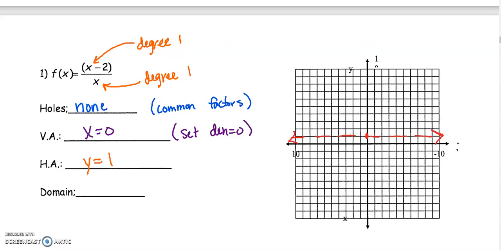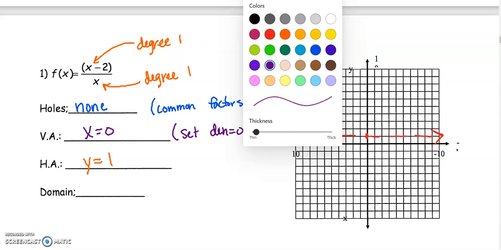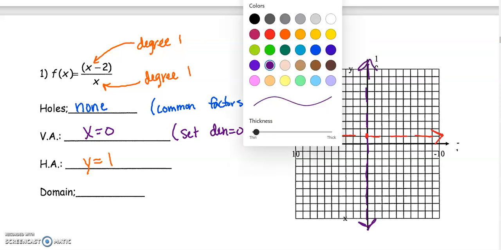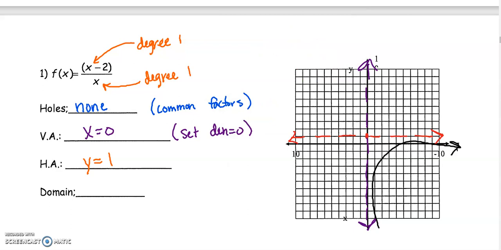I'm going to draw my vertical through 0, which is just the y-axis itself. It's hard to even see that. And then we're just going to draw our curves. You can type this into your graph to see where those curves are going to be. So let's jump to our Desmos, and I'll show you.